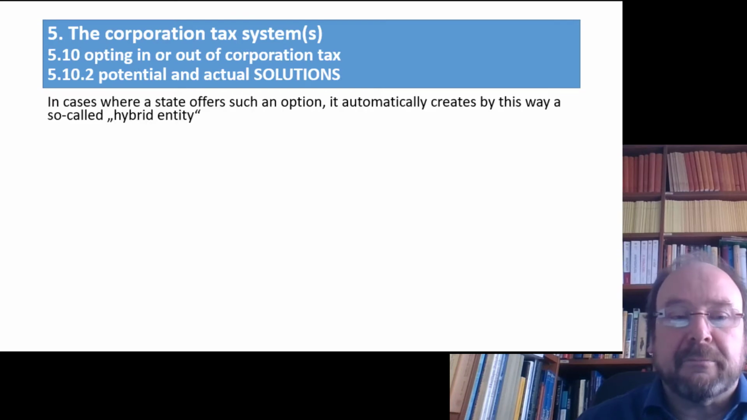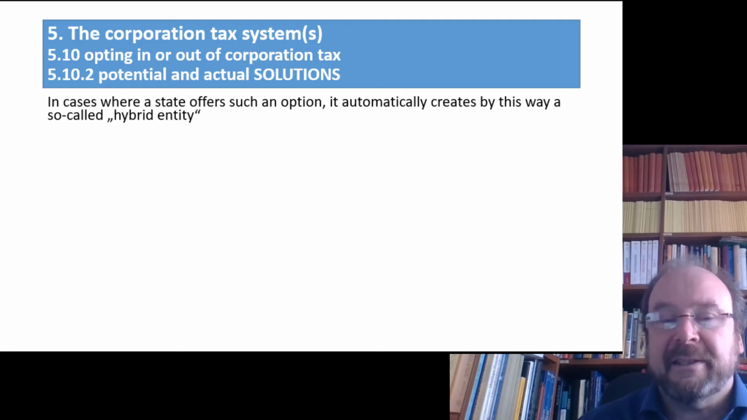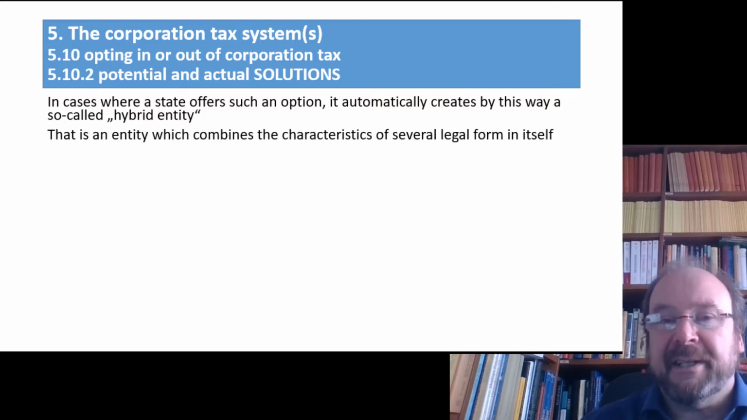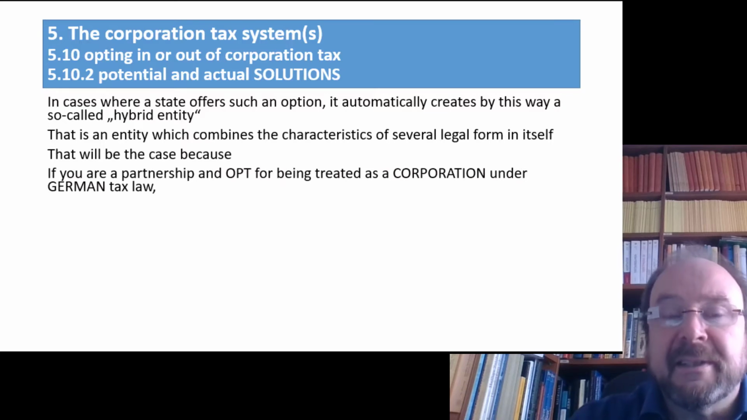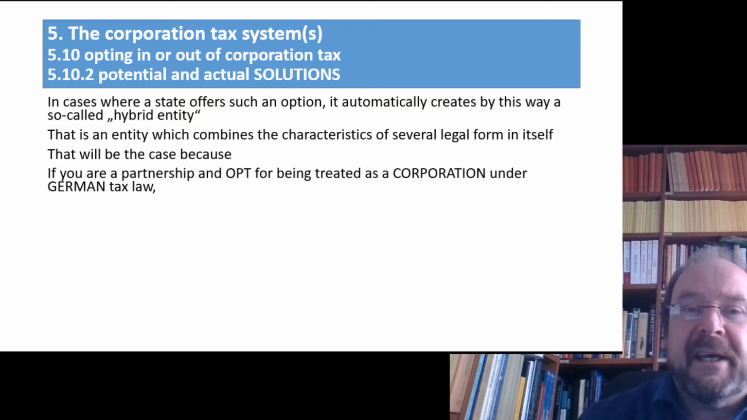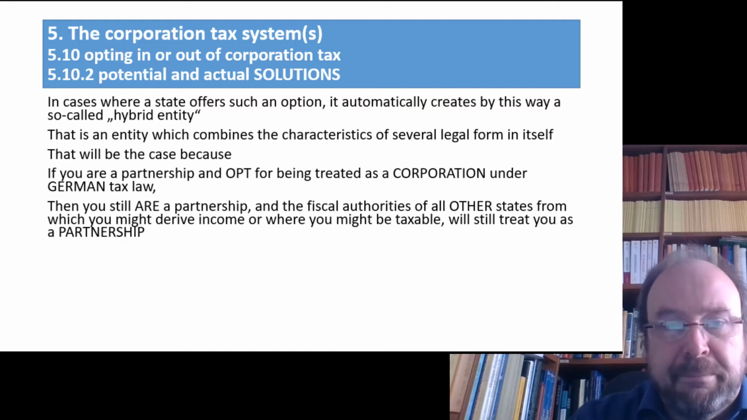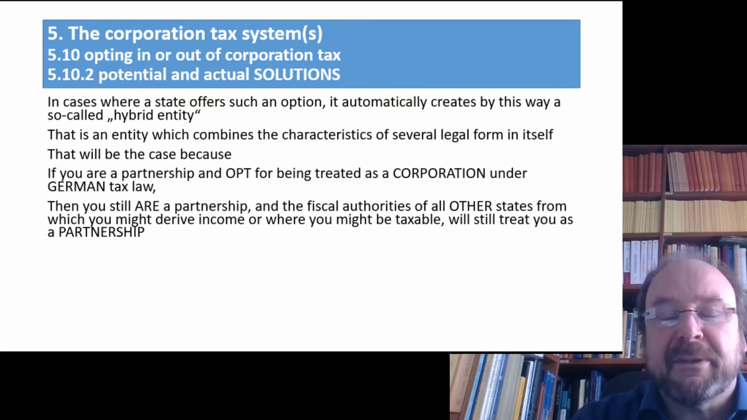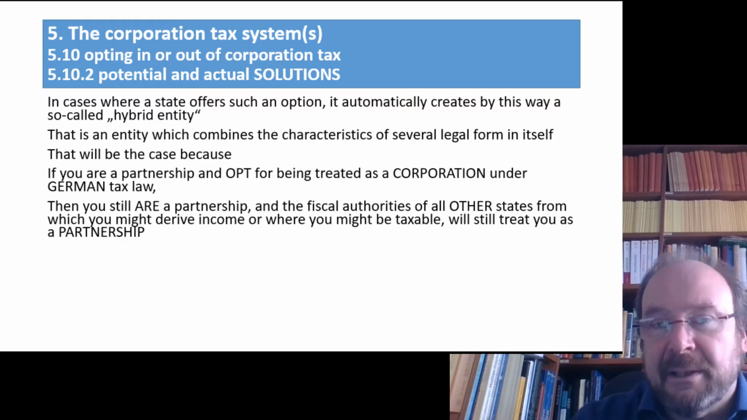Well, in cases where a state offers such an option, it automatically is possible that here you create a so-called hybrid entity. That is an entity which combines the characteristics of different legal forms in itself. For example, that would be the case if you are a German partnership and opt for being treated as a corporation under German tax law. And then if in your home state you are still treated as a partnership, then you would be a kind of a thing in between of the extremes, because several states would see you as a partnership and others would treat you as a company.